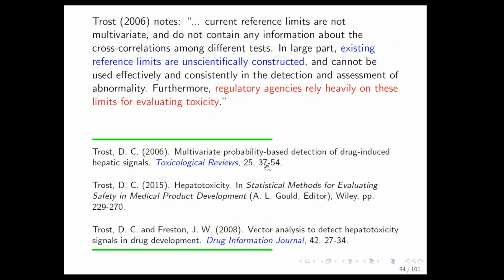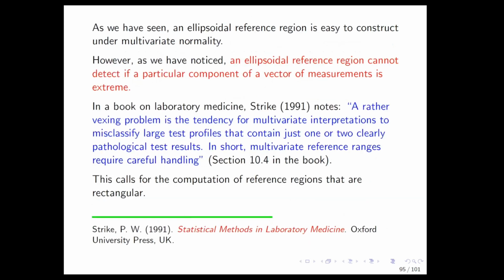One of the prominent researchers in hepatotoxicity is Trost. He notes that since the cross correlations are not taken into account, existing multivariate reference limits are unscientific. And obviously, regulatory agencies like the FDA rely heavily on this to assess hepatotoxicity. Now, an ellipsoidal region is easy to construct, but it cannot answer the question concerning hepatotoxicity because it is just a region. It doesn't give you any information on the individual components of the vector. This is pointed out in this book on laboratory medicine by Strike. Basically, one large number could be compensated for by another small number, so that the entire vector could be inside the region. That can happen. So this is why they say this is an issue when you want to go for a multivariate region like this.